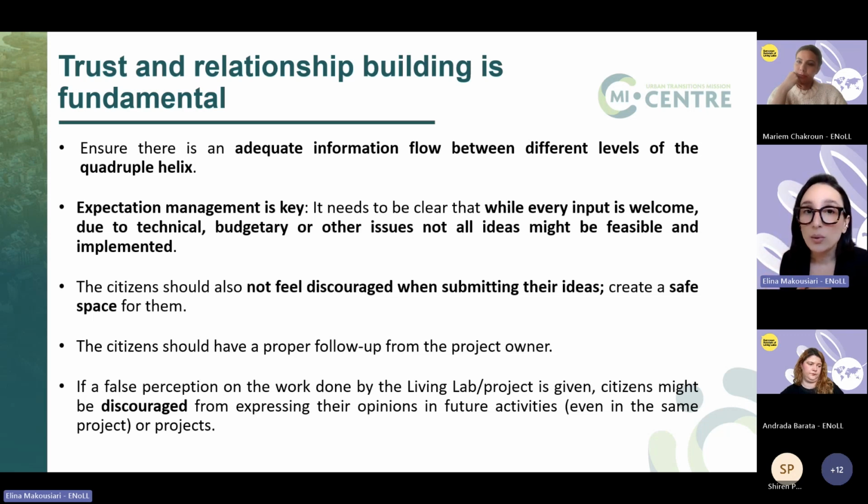So ensure there is adequate information flow between all the different levels of the quadruple helix model, and again, within each type. Expectation management, again, is key. While every input is welcome and they can share their perspectives and ideas, you need to make clear from the beginning that you have a specific framework you can operate within. You have a specific budget, or any other issues that you have to take into consideration that will affect what you can implement at the end. So you need to make clear to them what you will and can implement within the scope and within your capacity.